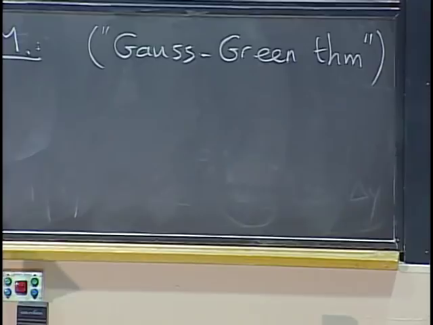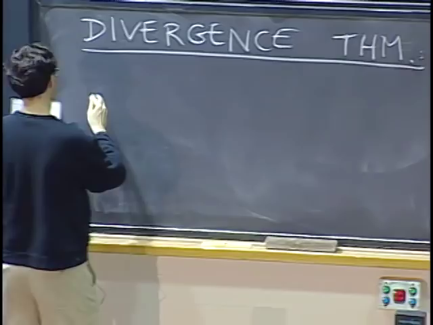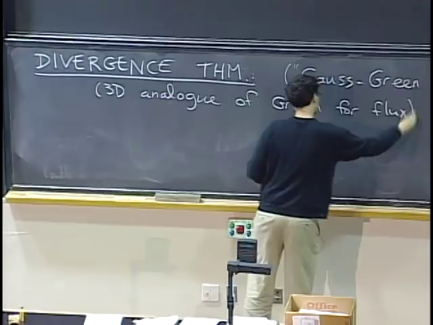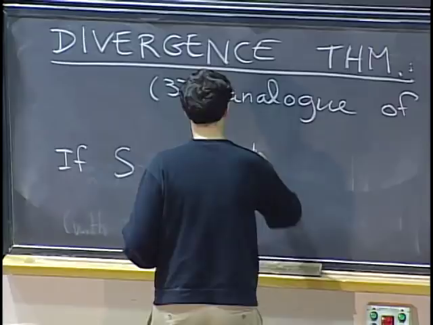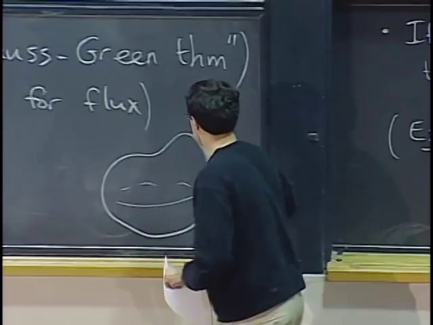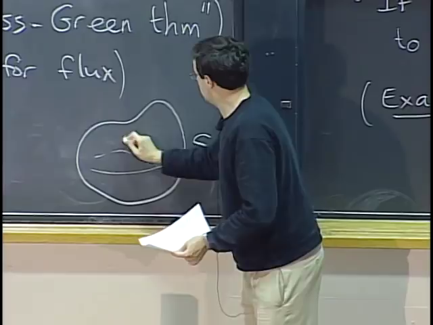So what does it say? It's a 3D analog of Green for flux. What it says is if S is a closed surface, okay, so remember, it's the same as with Green's theorem, we need to have something that's completely enclosed. So you have a surface, and there's somehow no gaps in it. There's no boundary to it. It's really completely enclosing a region in space that I will call D.